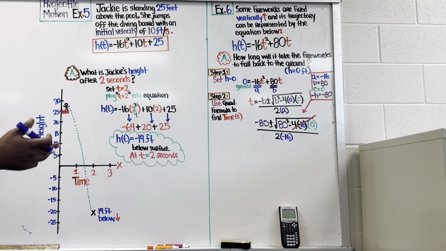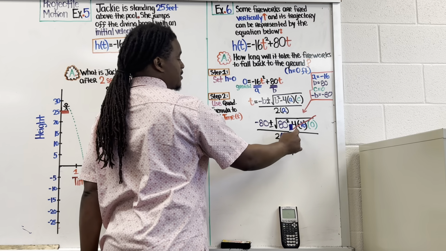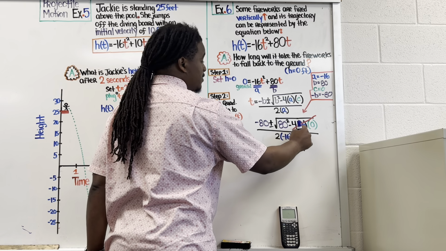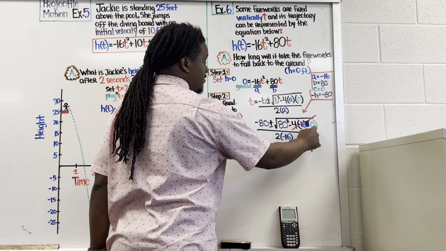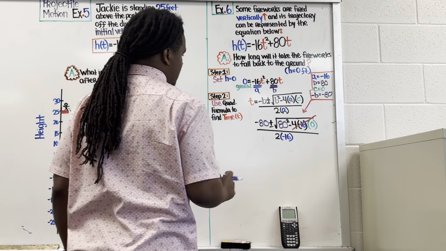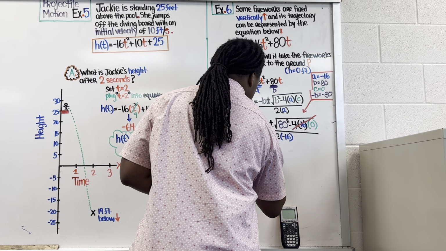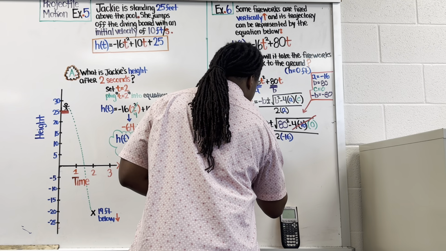Okay? So once again, guys, the reason why I crossed out this part is because it's negative 4 times negative 16 times 0. Anything times 0 equals 0. So I can just cross that out, right? So that actually makes the process even quicker.